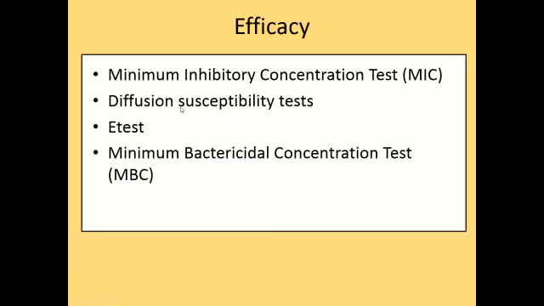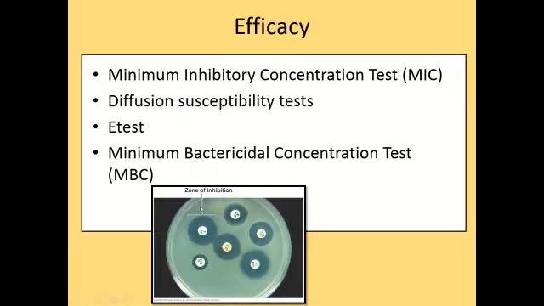Next, disc diffusion test, the most famous of which is the Kirby-Bauer test. What we do is we put a lawn of bacteria on, we inoculate the agar with the bacteria, and then we drop discs that are soaked in the antimicrobial onto the agar. And the antimicrobial is going to diffuse into the agar. And here we've got a solid MIC, minimum inhibitory concentration around the disc.